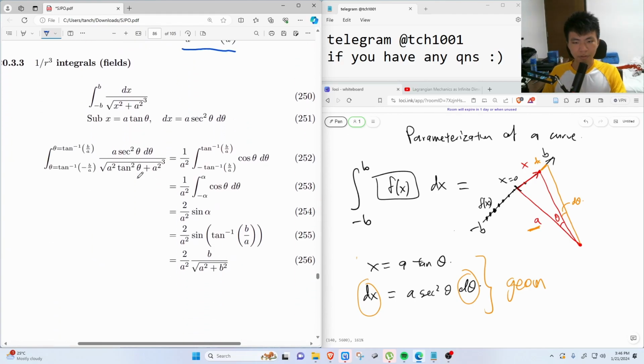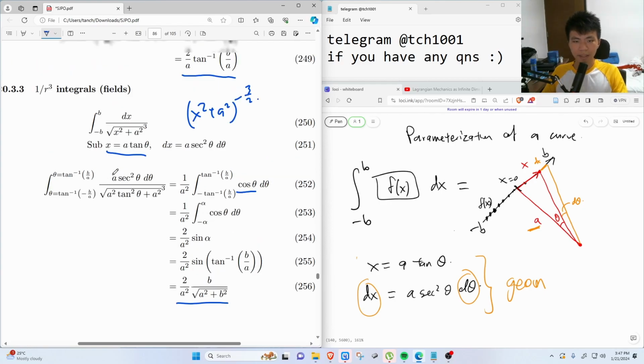And lastly, if we do the integration of dx over the square root of x squared plus a squared, cubed, so this is x squared plus a squared to the power of minus 3 over 2. If we do this integration, then we use the same substitution, because the denominator stays the same form. The x squared plus a squared stays the same. But now we get essentially cosine theta instead of secant theta or 1. And hence, when we perform the integration, we'll get this.